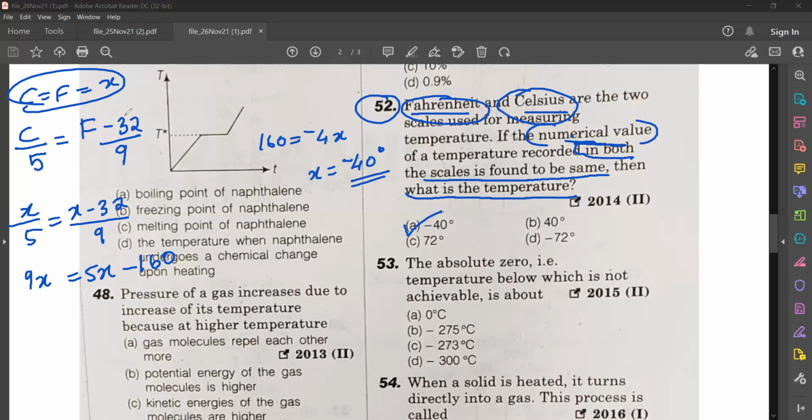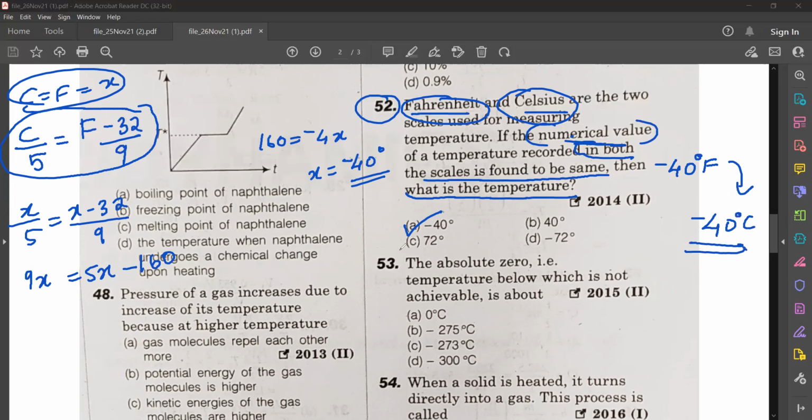Okay, so you only have to get the relation between the Celsius scale and the Fahrenheit scale. What is the relation? C by 5 is equal to F minus 32 by 9. And we have the numerical value as the same, so put X there. So X by 5 is equal to X minus 32 by 9. Then just cross multiply. You will get X is equal to minus 40 degrees. That means at minus 40 degrees Fahrenheit, if you check the corresponding Celsius, that will also be minus 40 degrees Celsius.